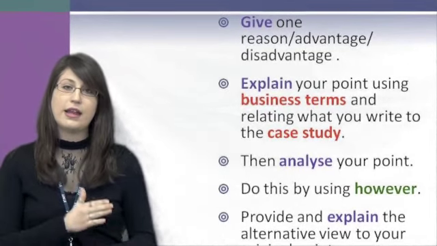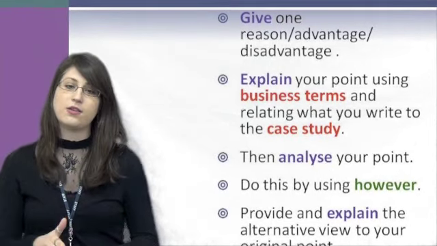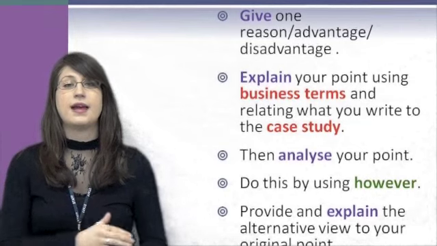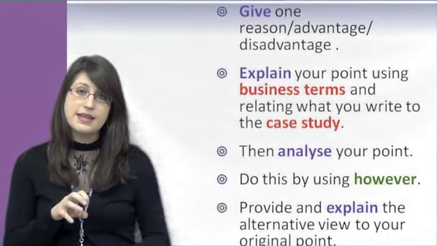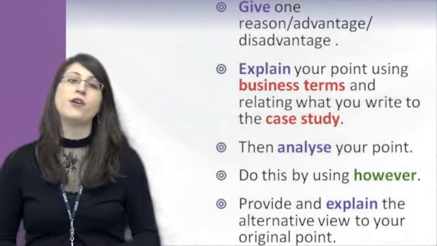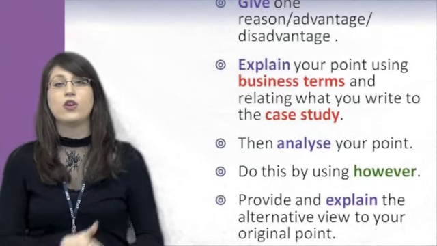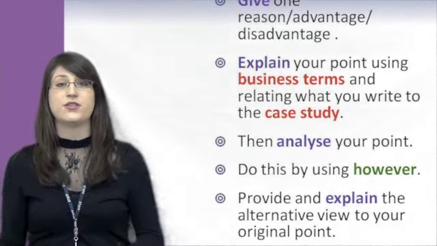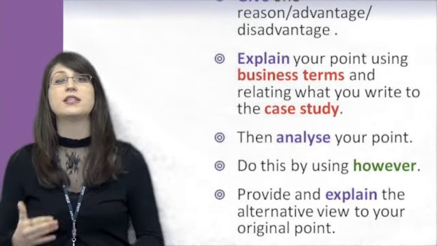You're then going to analyse this point, okay? Remember, you get marks for analysis, so it must be in your answer. You do this by saying, however. You then provide and have to explain in detail again the alternative view to your original point. So if you provide an advantage to begin with, when you say however, you have to give the disadvantages for taking that option. Okay, so you need to explain that.